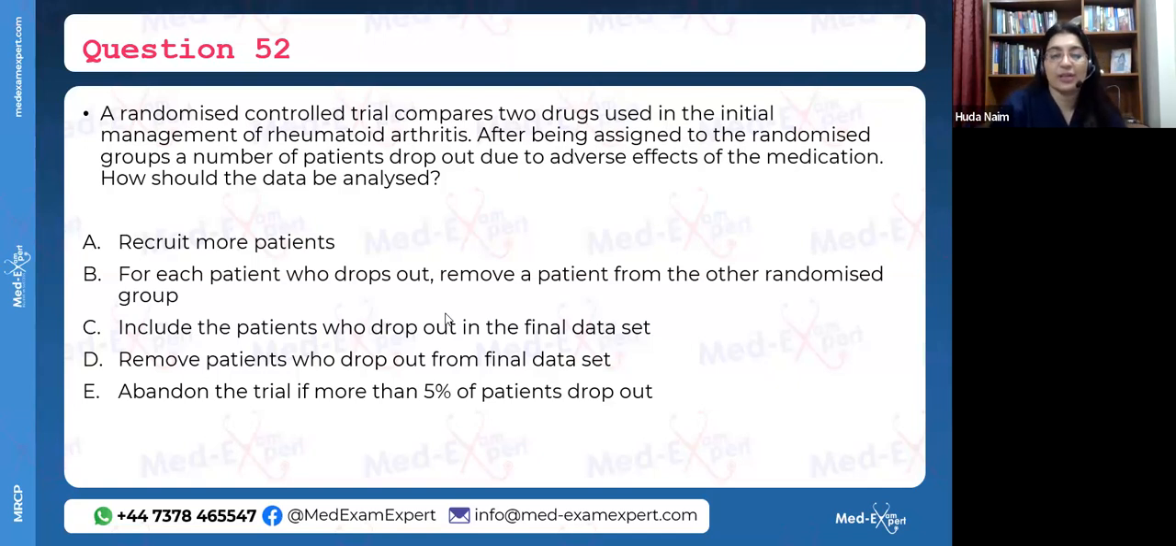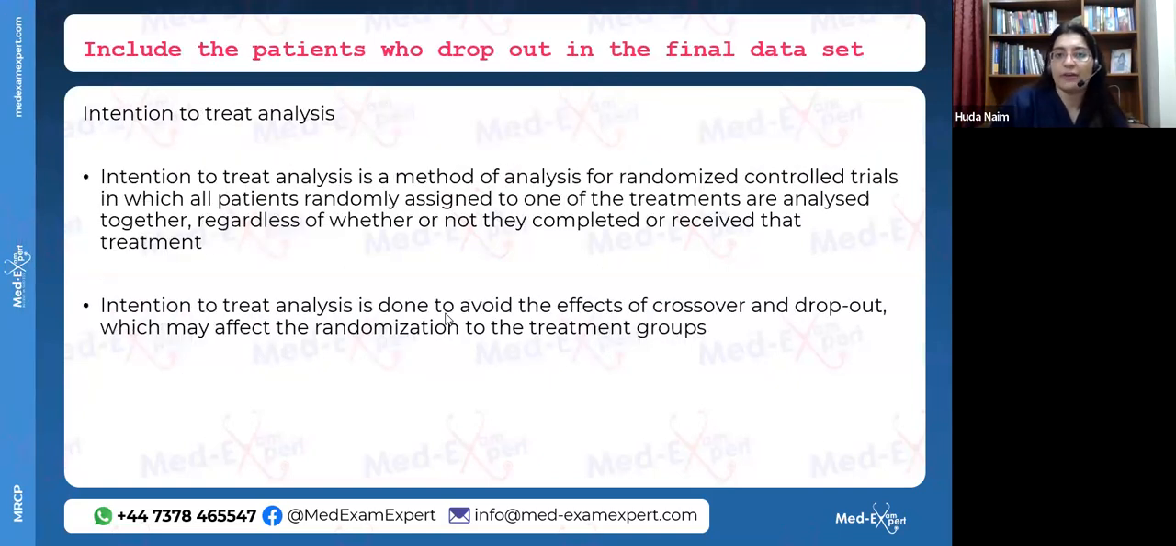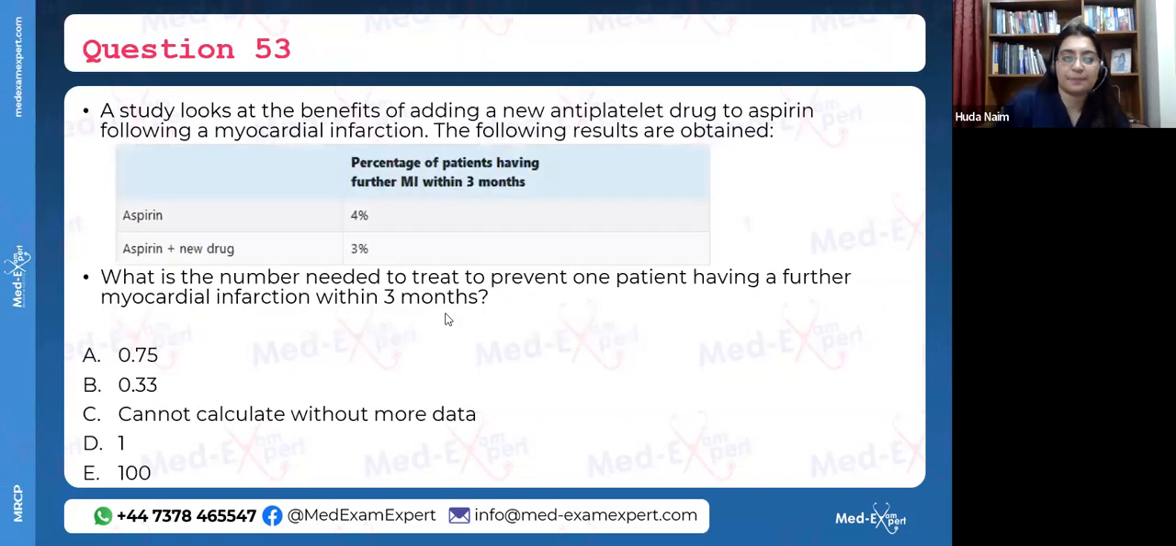Yes, very good. This is known as the intention to treat analysis. Whenever you have a randomized controlled trial where participants drop out of the study, when you do the analysis, you include everybody. You do not exclude them. So this is known as the intention to treat analysis. Very good. Okay, another question.